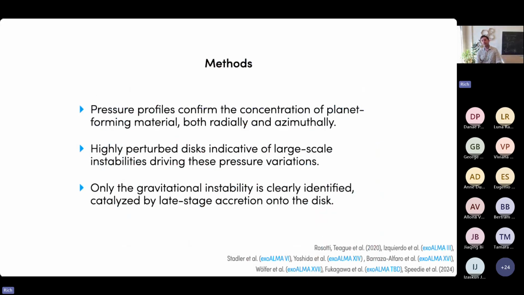So in terms of the methods, I think, again, we've made huge progress in being able to leverage the pressure profiles of these disks to confirm that we are concentrating dust grains in pressure maxima both radially and azimuthally. We do see a huge amount of perturbations within the disk, so we see that large-scale instabilities are working within there, and it's probably these instabilities that are driving those pressure maxima. But we're having a hard time backing out which of those instabilities are going to cause the structures that we see. I think there's going to be some work to do there.